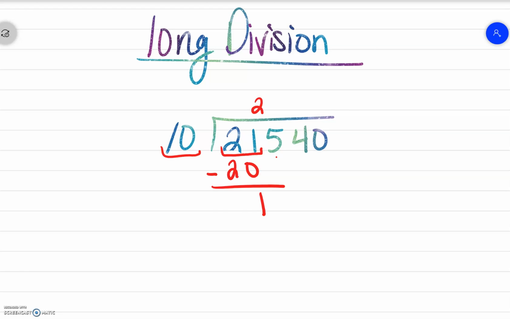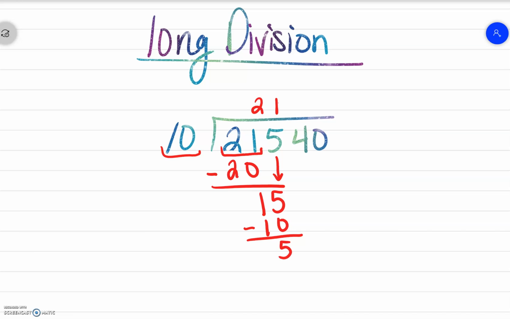10 can't go into 1, so we bring this 5 down. 10 can go into 15 one time. 1 times 10 is 10. Then we subtract. 5 minus 0 is 5. 1 minus 1 is 0.